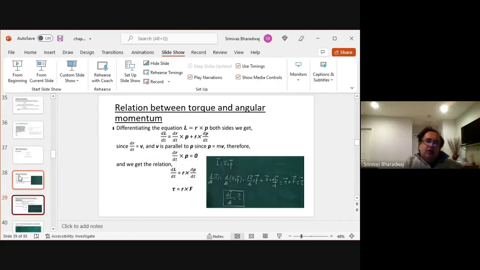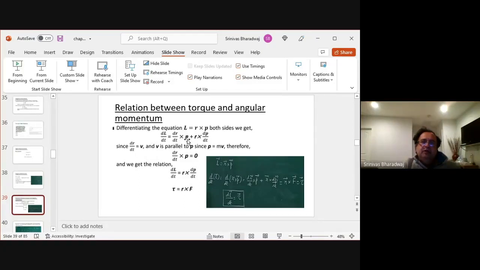Now, when you take the cross product, dL/dt will give you torque. Torque is r cross F, the moment of the force. What happens to the second term? L equals r cross p, so dL/dt is dr/dt cross p. dr/dt is v. v cross p is 0.